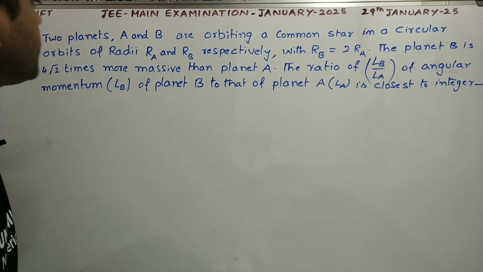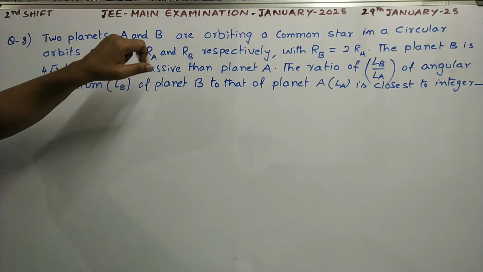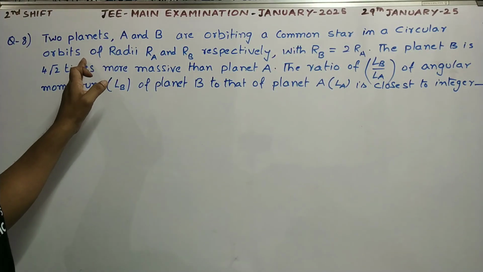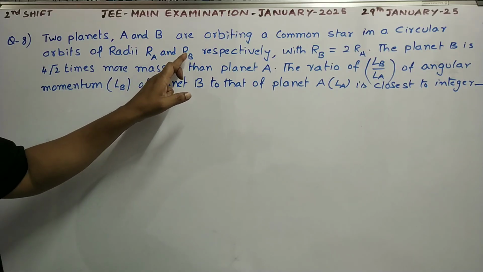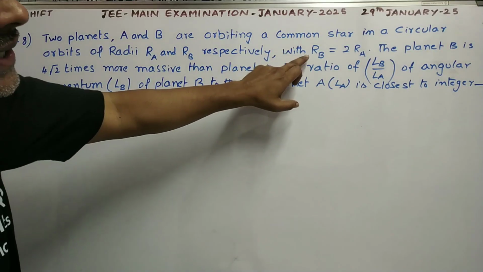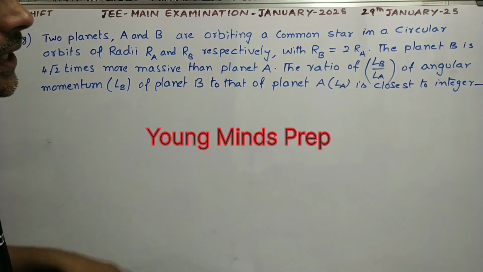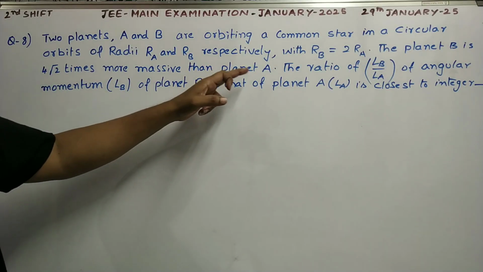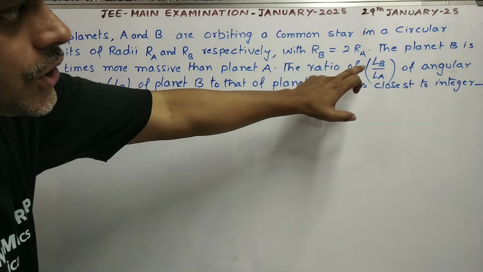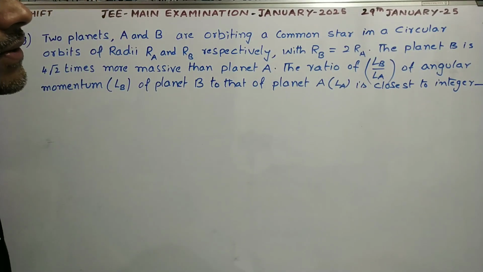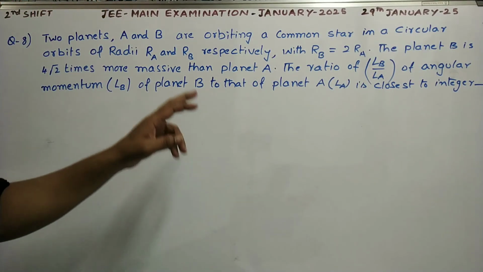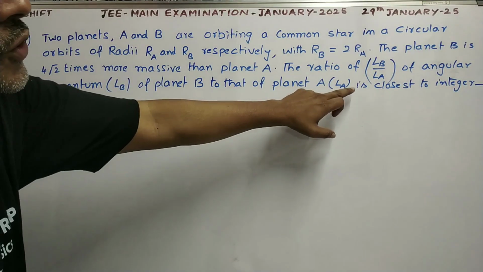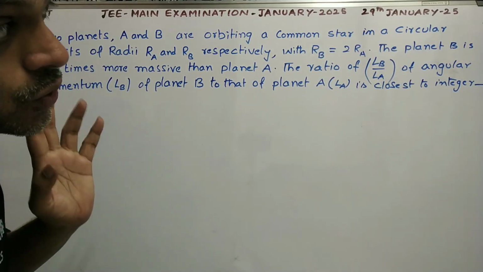The 8th question. Two planets A and B are orbiting a common star in circular orbits of radii RA and RB respectively, with RB equal to 2 RA. The planet B is 4 root 2 times more massive than planet A. The ratio of LB by LA, where L is angular momentum, that is the angular momentum of planet B to that of planet A, is closest to which integer?